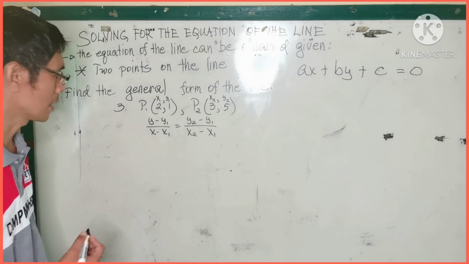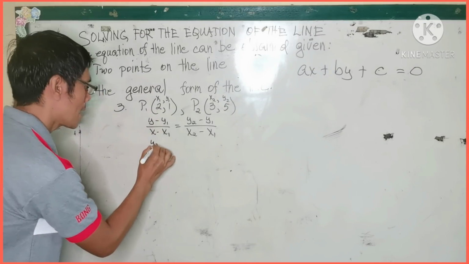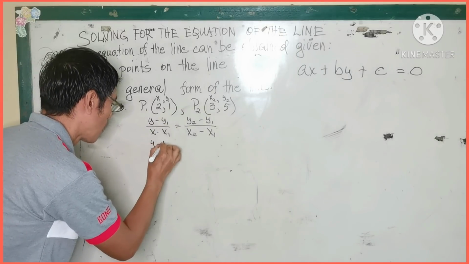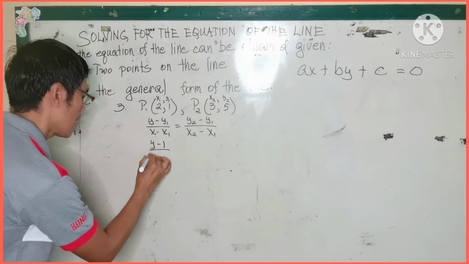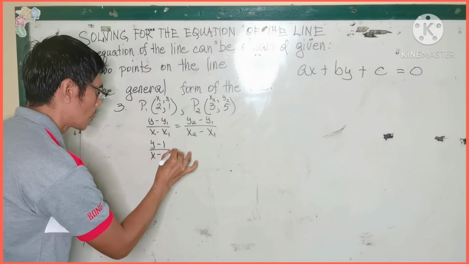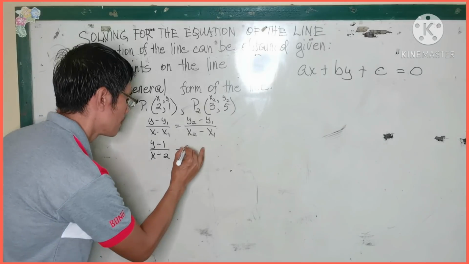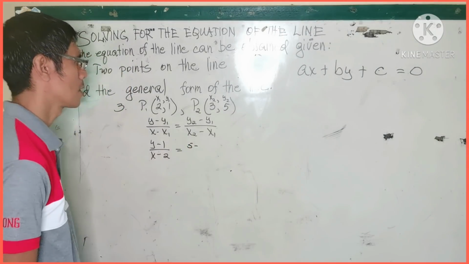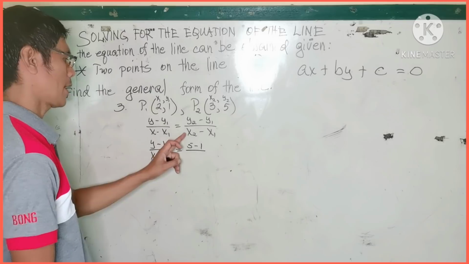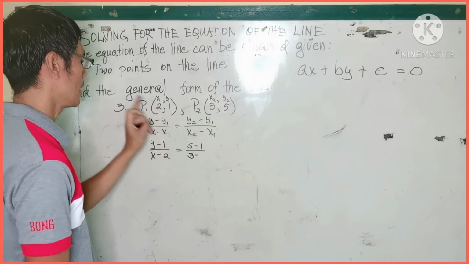So, i-substitute lang natin. So, we have y minus y sub 1. What is y sub 1? There. 1 over x minus, what is x sub 1? 2 equals y sub 2. What is y sub 2? 5 minus y sub 1, that is 1 over x sub 2, 3 minus x sub 1, 2.